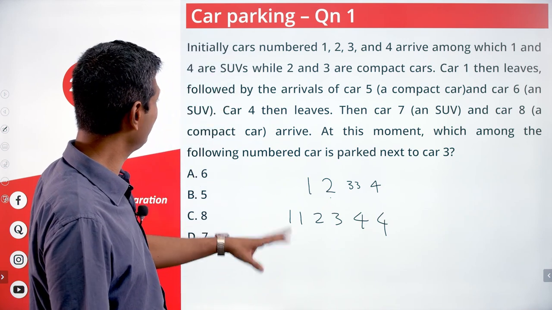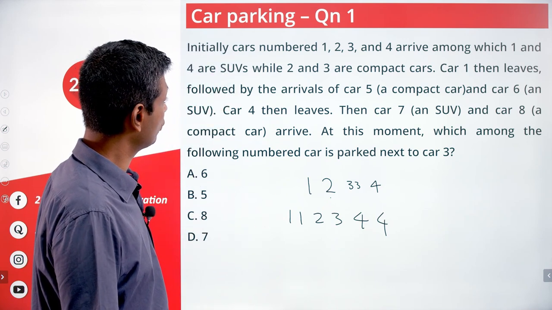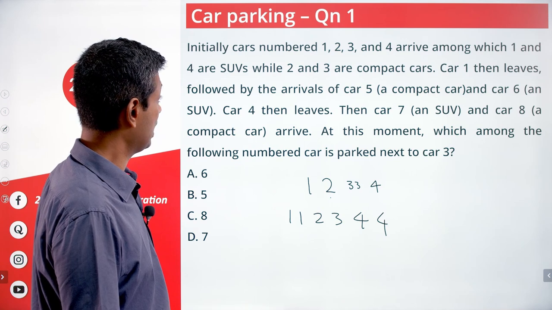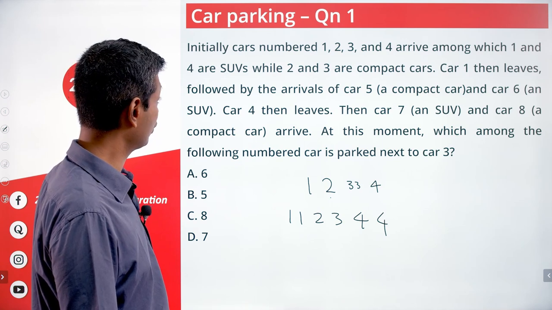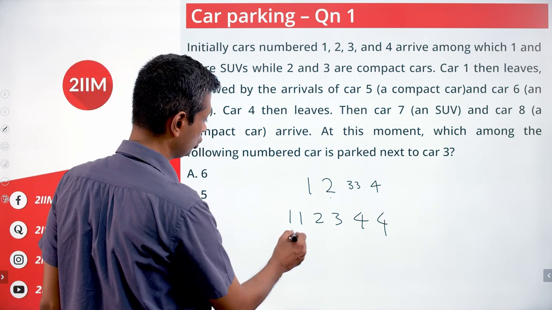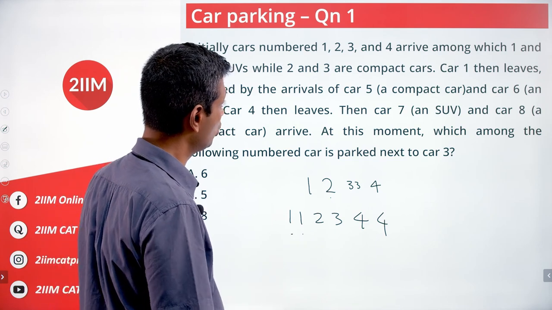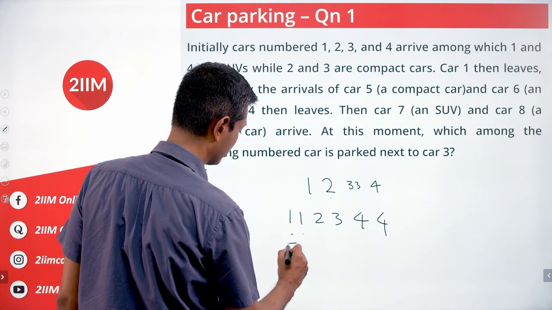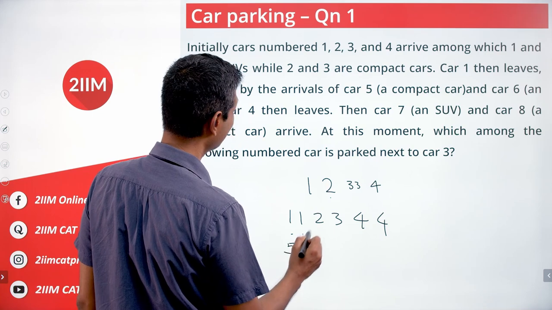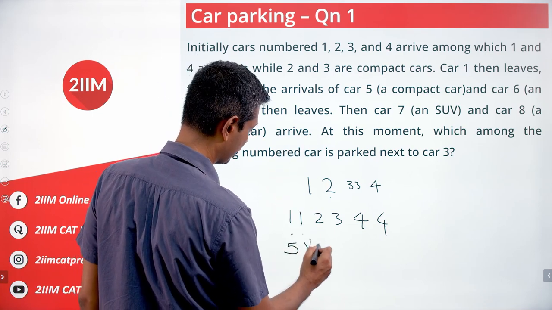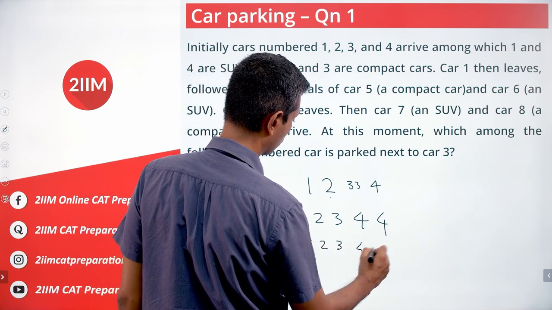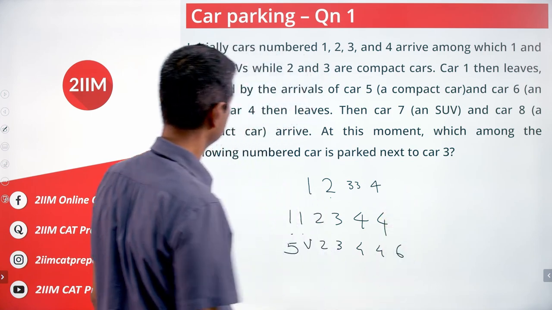Car 1 then leaves, followed by the arrivals of car 5, a compact car, and car 6, an SUV. 1 leaves, 2 vacant slots. 5 would sit there, so we'll have 5 sitting in the first vacant slot. 6 cannot sit here. 5, vacant, 2, 3, 4, 4, 6.